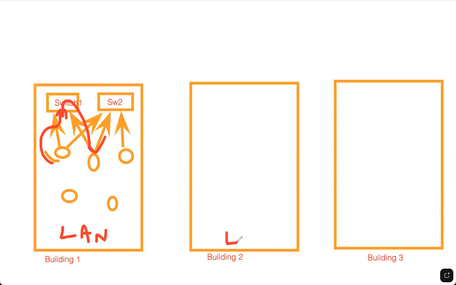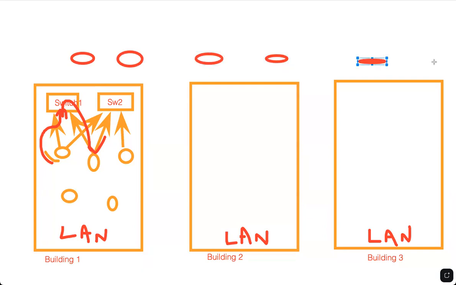And this is another LAN, and this is another LAN. Okay, think about it like that. So now I wanted to make building 1 and building 2 communicate. So what we're gonna do is, from this switch, we're gonna bring a router 1 and router 2.